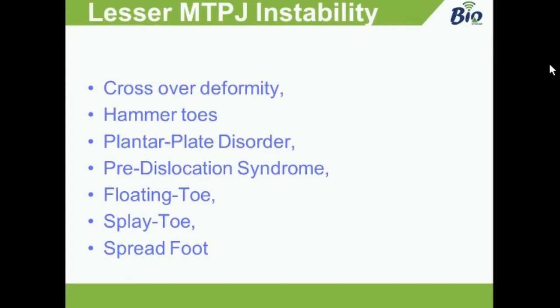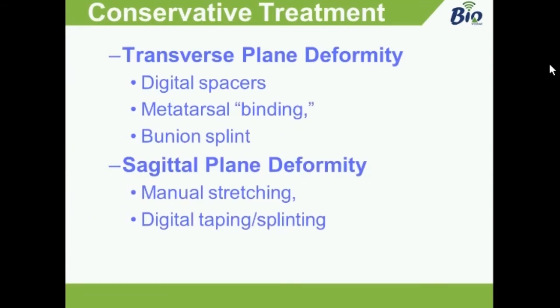Also, it's worth bearing in mind that different clinicians and different practices will call them different things. But crossover toes, hammer toes, plantar plate disorder, pre-dislocation syndrome, that's a nice sounding one. Sounds better than a hammer toe, doesn't it? Floating toes, splayed toes, spread foot. So all the sort of things you see where basically you're not seeing a nice normal straight forefoot. But as I said, if you look it up in the literature, they're called a whole host of different things. But usually the primary cause of this is instability in those lesser metatarsal phalangeal joints.